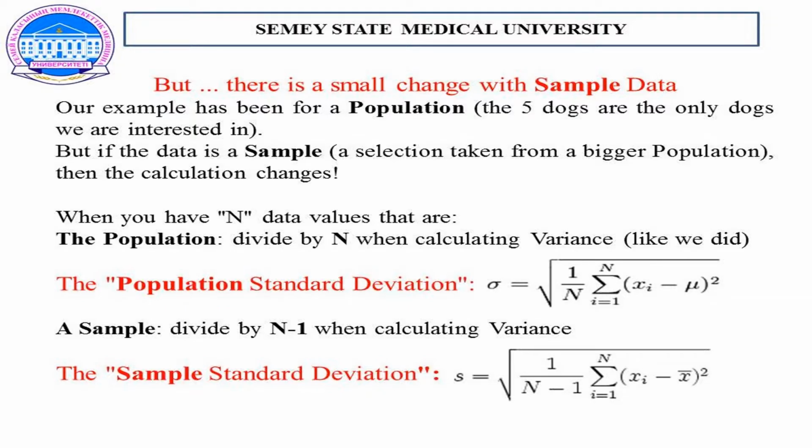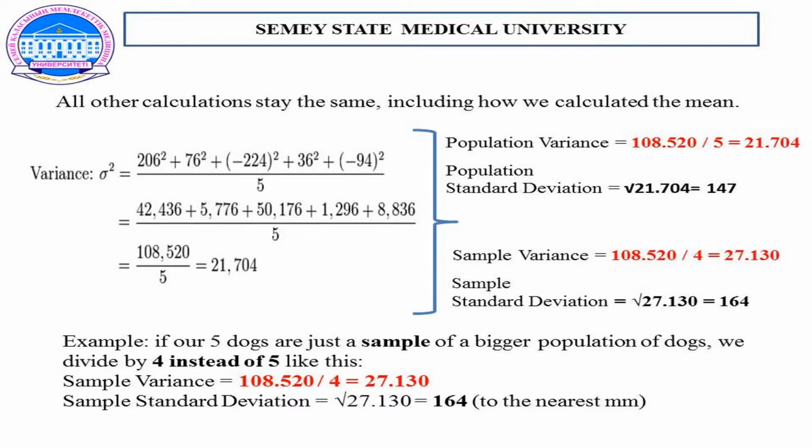But there is a small change with sample data. Our example has been for a population. The 5 dogs are the only dogs we are interested in, but if the data is a sample, the calculation changes. A sample is a selection taken from a bigger population. For population standard deviation, we divide by n when calculating the variance, and for sample standard deviation, we divide by n minus 1 when calculating variance.